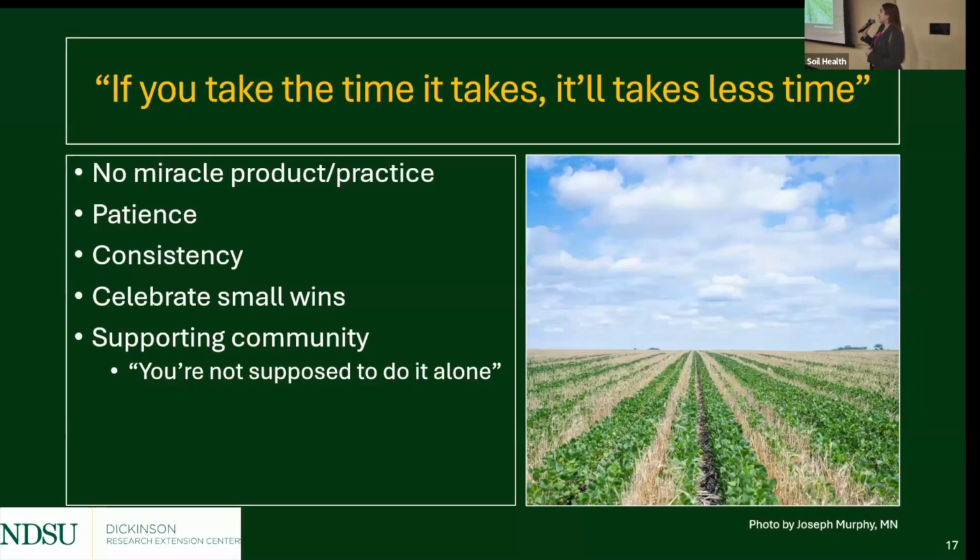And this is the last slide I have as far as content. So I guess I'm going to leave you with this. This is something we used to say a lot in horsemanship, is that if you take the time it takes, it'll take less time. There really is no miracle product for soil health management. It's a combination of different practices and also a lot of patience, because these things take a lot of time, and being consistent. Again, every tillage pass resets your soil health clock, so to say.